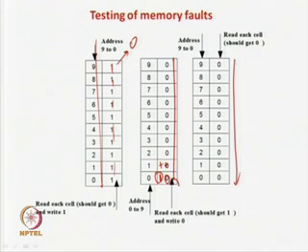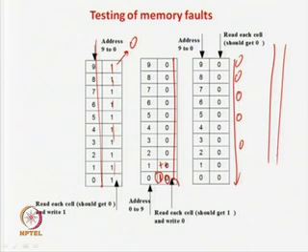Now, again you come down and you should expect to get a 0. At this stage you do not write anything; you just keep on reading a 0. So, this is basically the March test for memory. You go up, write all zeros, come down, read 0 successfully, write a 1, go up, read 1s successfully, write 0s, and you come down and read all 0s successfully.